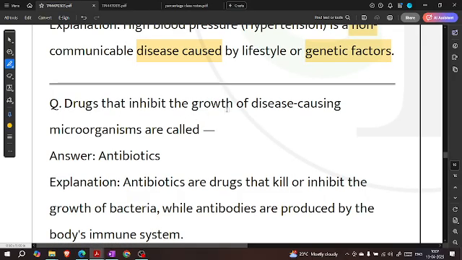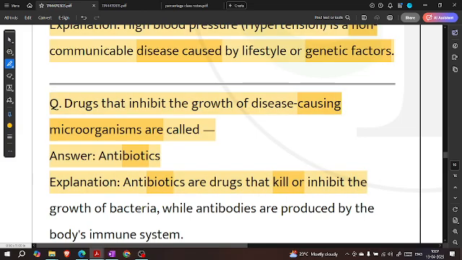Drugs that inhibit the growth of disease-causing microorganisms are called antibiotics. Antibiotics are drugs that kill or inhibit the growth of bacteria, while antibodies are produced by the body's immune system.